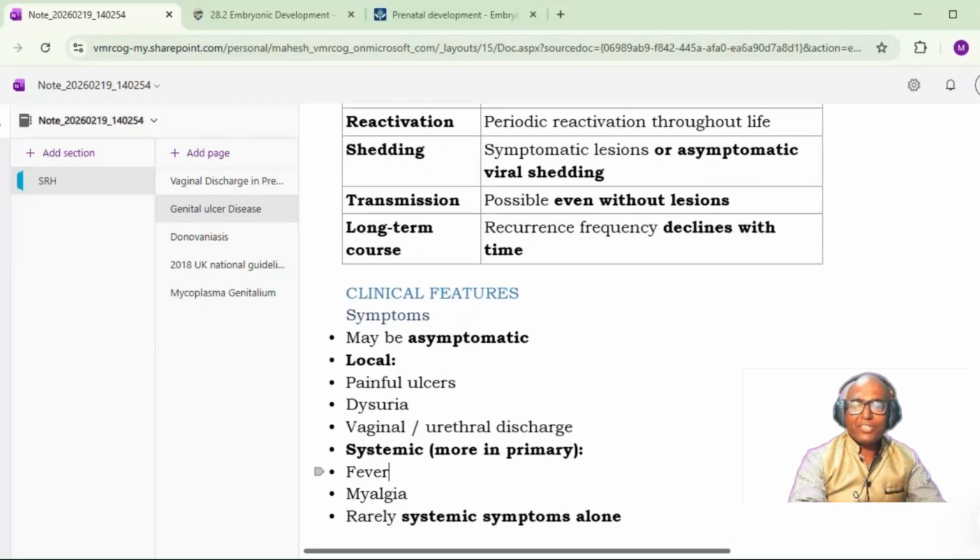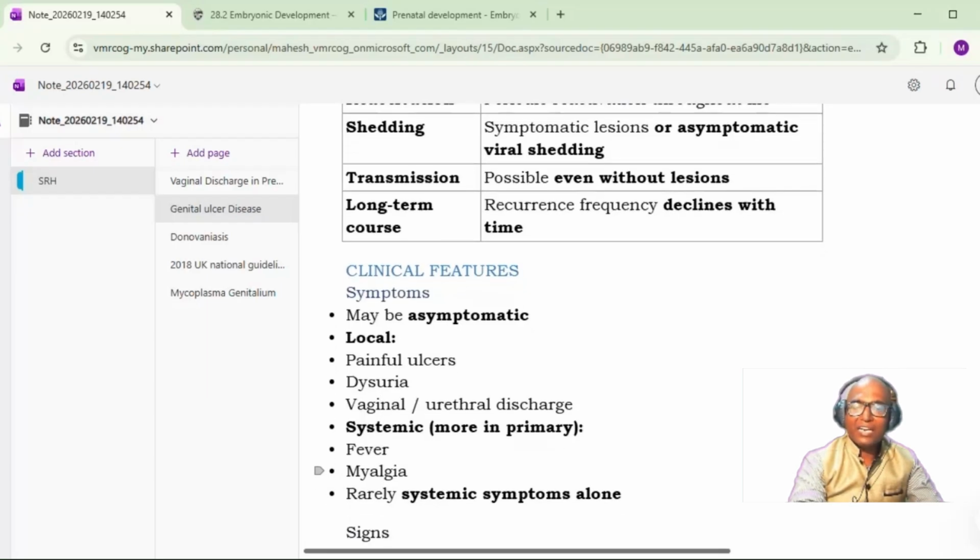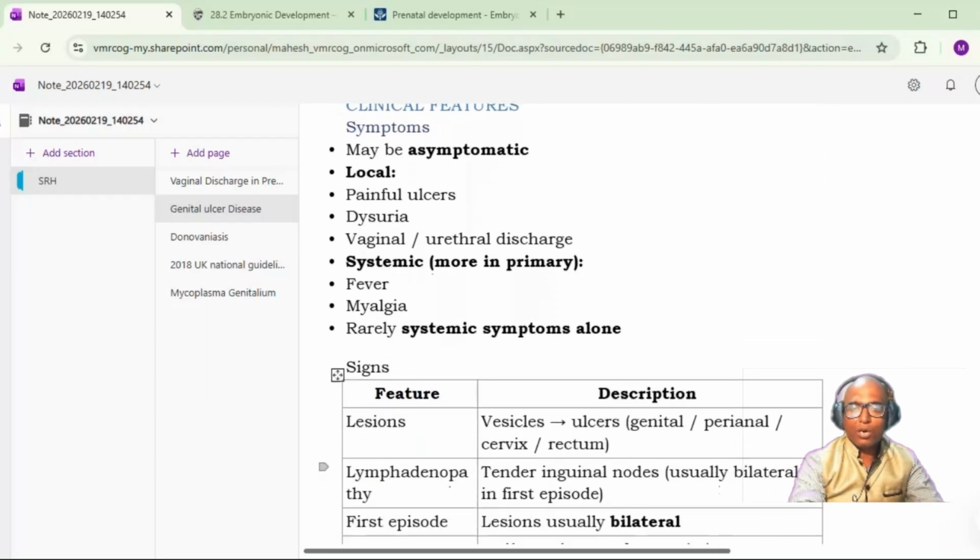So the majority of the patients will be asymptomatic because only 30% are symptomatic. That is what we have discussed. So majority of cases will be asymptomatic. The symptoms may be local or systemic. Local will be painful ulcer, dysuria, vaginal or urethral discharge. And systemic such as fever, myalgia; rarely there can be systemic symptoms alone.